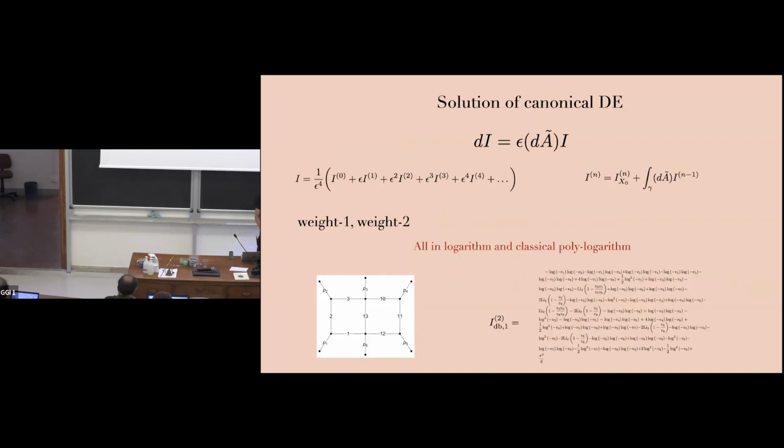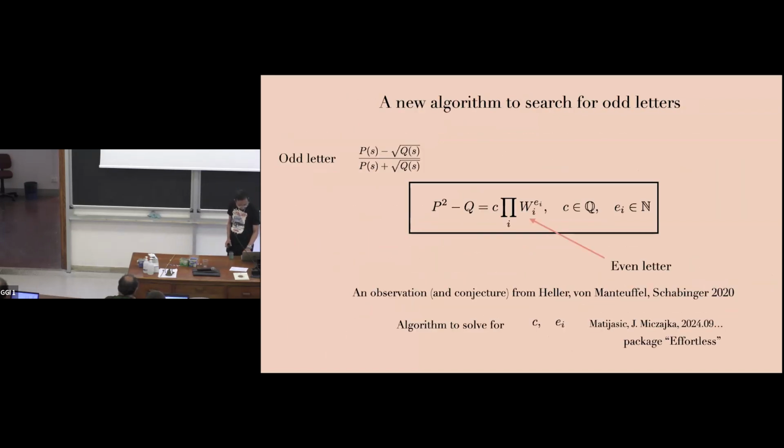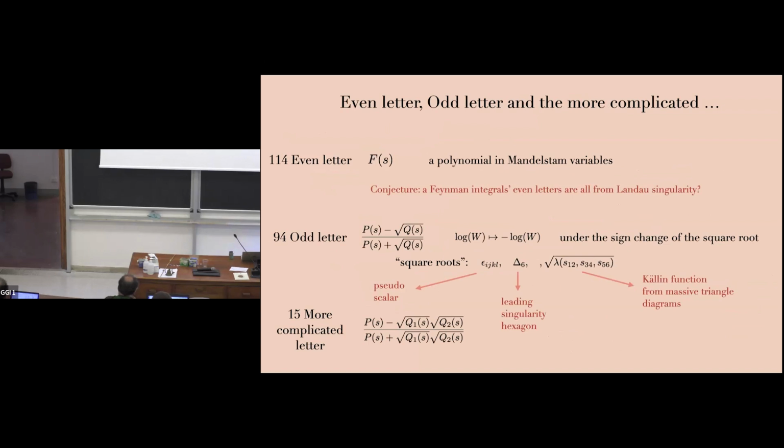To solve the differential equation, again, we have the two-to-five-point problem. Because here, you see, we have a lot of square roots. So we use the momentum twistor. This one is rationalized. This one is also rationalized. But this kind of square root function is not rationalized by the momentum twistor approach. So we have 5 of them.